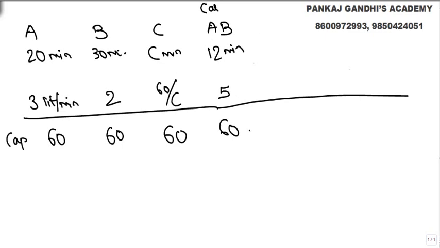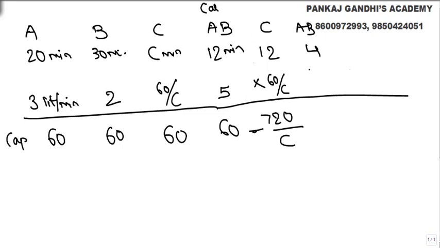So for 12 minutes A and B filled the tank. But for the same 12 minutes C was emptying the tank. Per minute, C emptied 60 by C. So for 12 minutes, he emptied this. Now, what he did was, he closed pipe C, and A and B were kept open for 4 more minutes. Per minute, they filled 5, so in 4 minutes they fill 5 fours, 20. Now the tank was totally filled, that is 60.